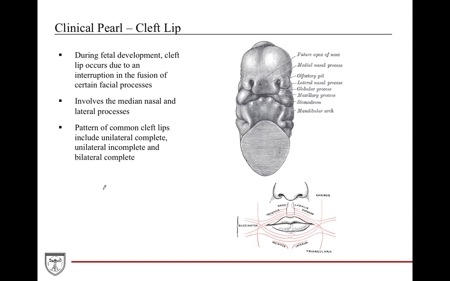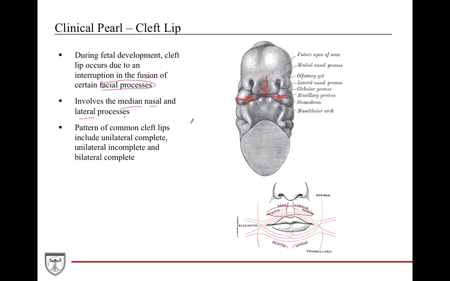So with cleft lip, it's usually a defect that occurs during fetal development. This is when there's an interruption in the fusion of certain facial processes. So the median nasal and the lateral processes will actually fuse together, and they form a normal lip. So you get lateral fusion, and you get inferior fusion, and together you should form a nice complete lip, like this. So if that doesn't happen for any reason, you can get a cleft lip.